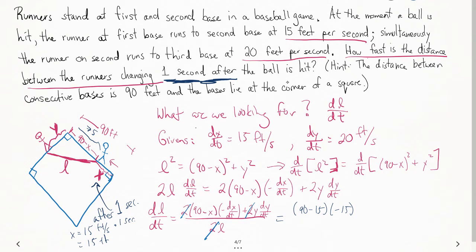Okay, then what's the next piece? Well, we've got plus a y. What would y be? Well, notice y would be just taking the 20 feet per second and multiplying by that 1 second, which equals 20 feet. So this distance is 20 feet right here. So we'll have plus 20 times another 20.